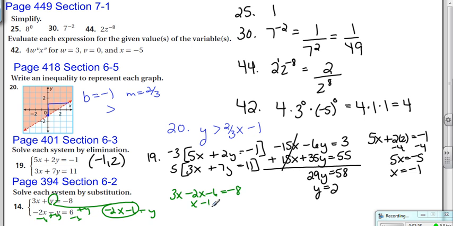So x minus 6 equals negative 8. Add 6 to each side. Negative 8 plus 6 is negative 2. So if x is negative 2, I can go back right here and say negative 2 times negative 2 minus 1 would be y. So that would be positive 4 minus 1. So now I know y is 3. So my answer is negative 2, comma 3.